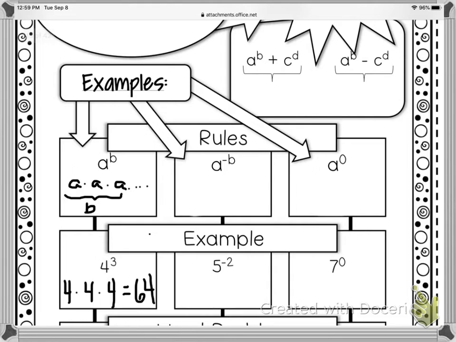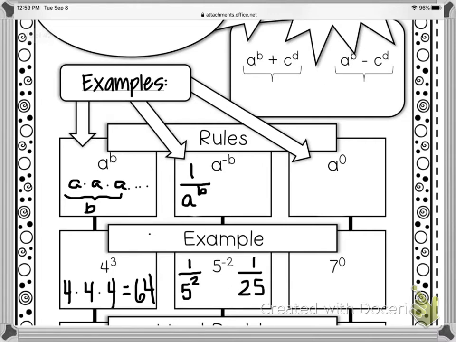Our second rule: my base is A and my exponent is negative B. All I'm going to do is put this on the bottom of a fraction, so in the denominator, and the exponent is going to become positive. So it just becomes 1 over A to the B power. Let's look at our example. Our example is 5 to the negative second power. All I'm going to do is take that and put it in the denominator of a fraction, and then my exponent becomes positive. So I have 1 over 5 squared, or 1 over 25.